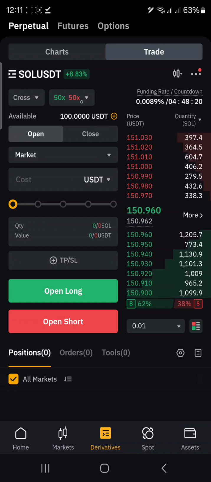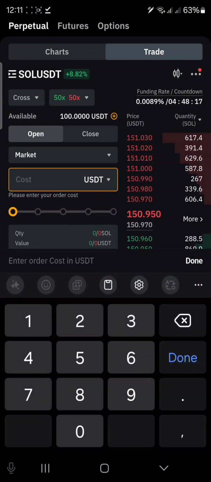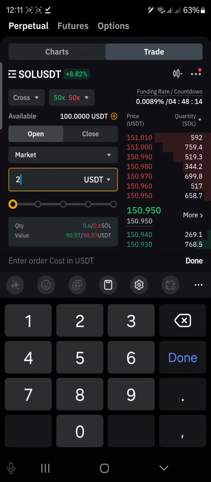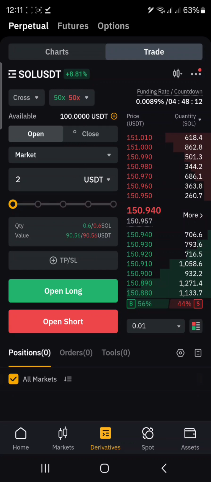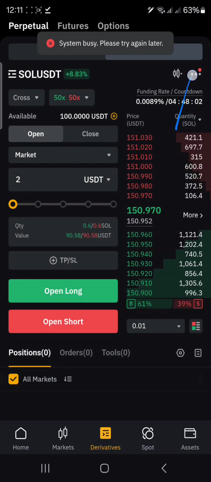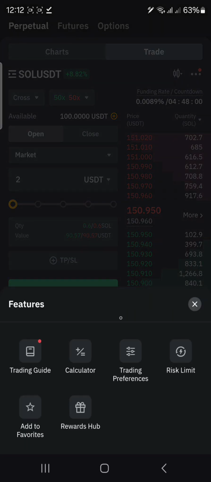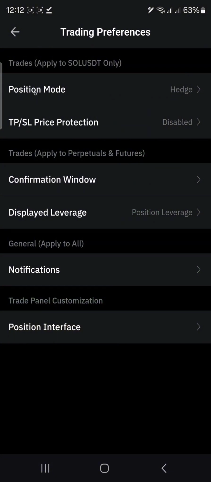Now for you to go about this, since this is 50x, we enter $2. We're going to enter $2 here. How do you go about that? When you click on this USDT, make sure you are on edge mode. Click on the 3 dots at the top, then come to trading preferences. Then make sure that this position mode here is on edge. That's how you get that setting. If not, you probably won't get that setting.